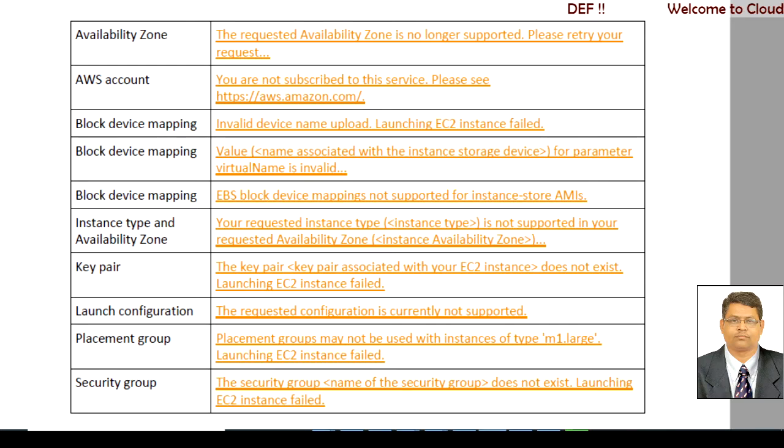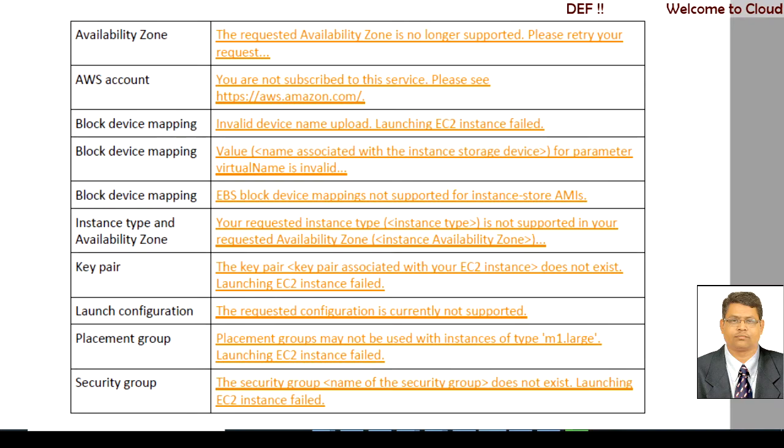Key pair: the key pair <name> associated with your EC2 instance does not exist. Launching EC2 instance failed. Launch configuration: the requested configuration is currently not supported. Placement group: placement groups may not be used with instances of type M1.large. Launching EC2 instance failed. Security group: the security group <name> does not exist. Launching EC2 instance failed. Service linked role: Client.InternalError, client error on launch.